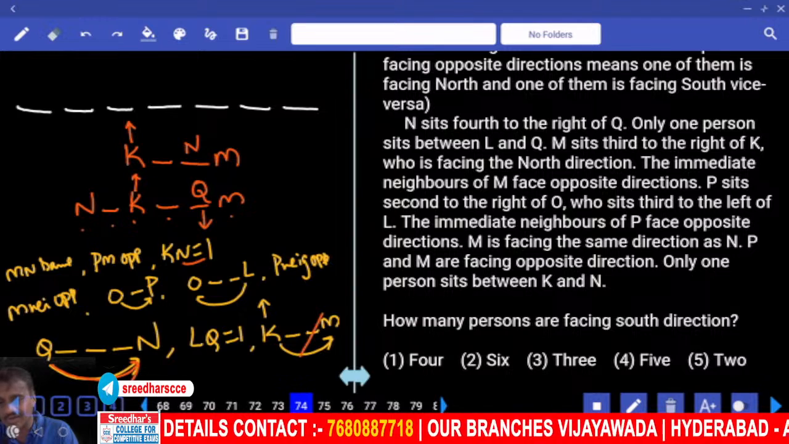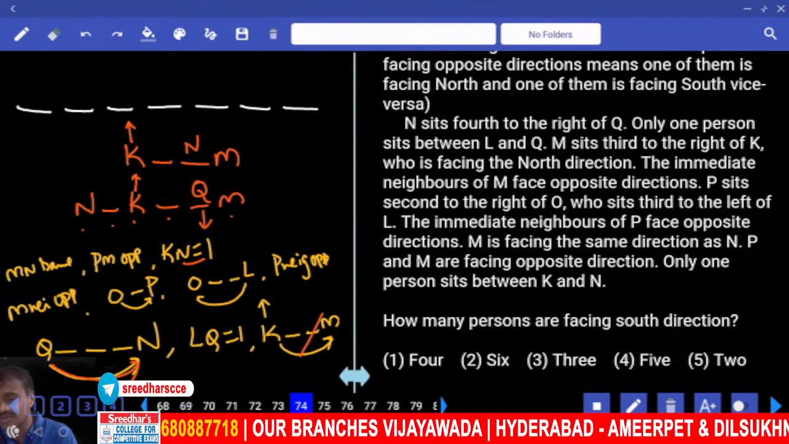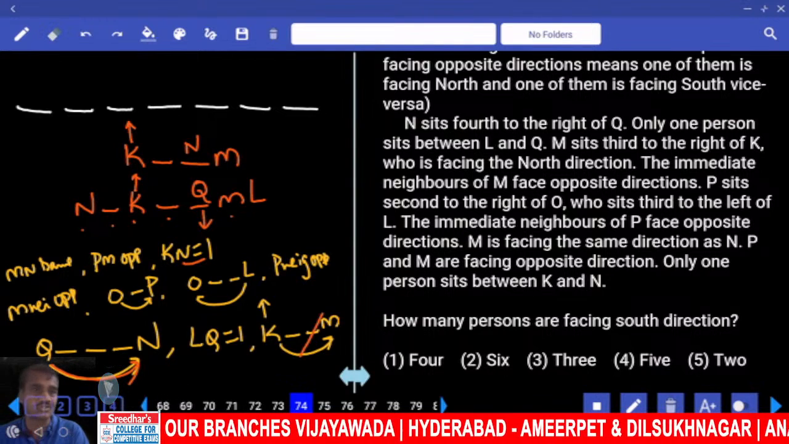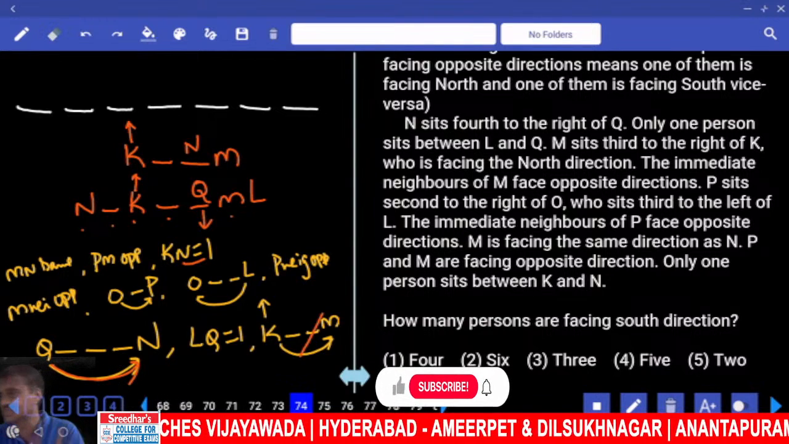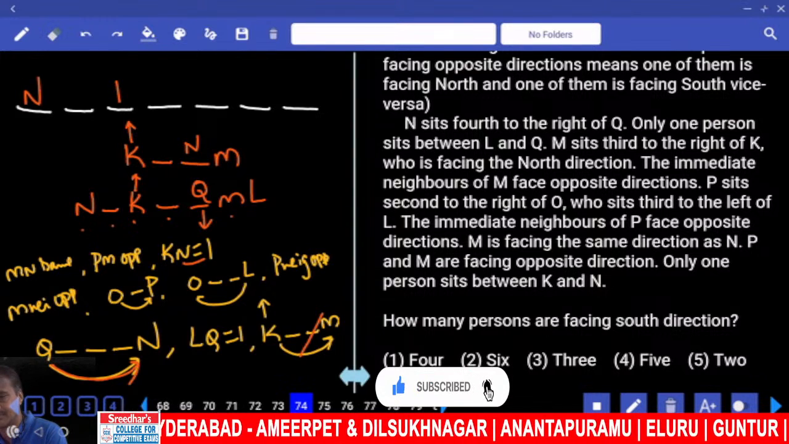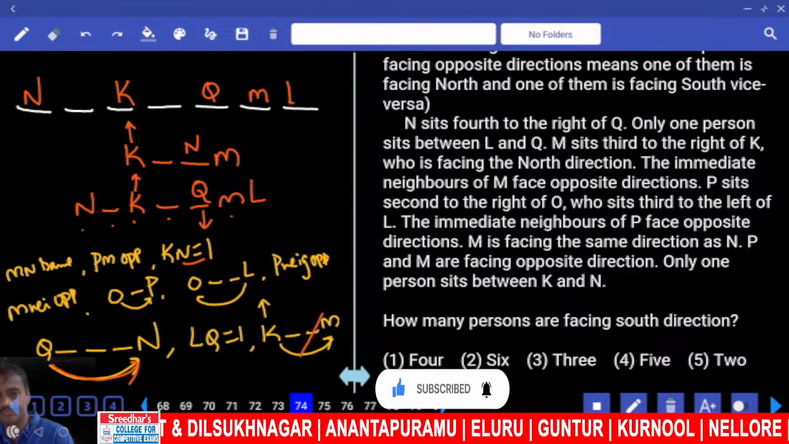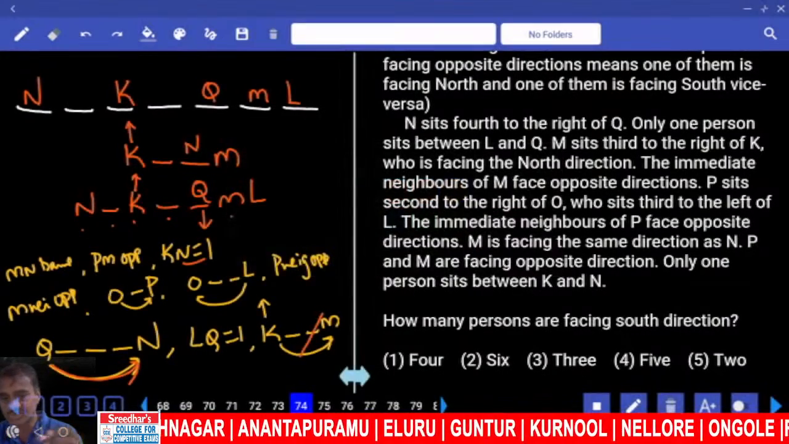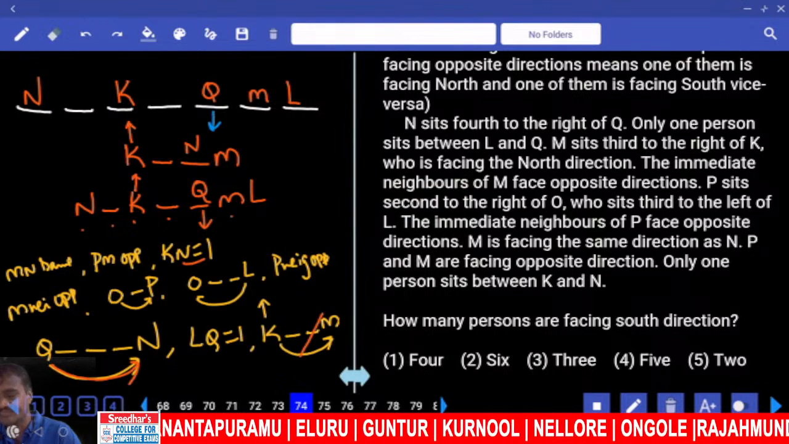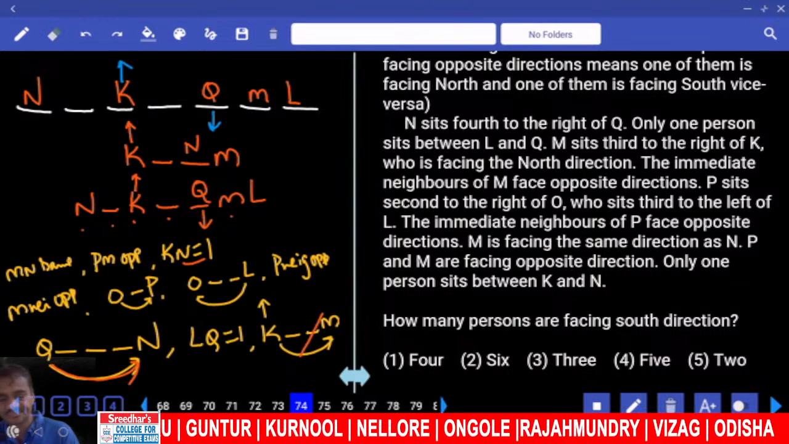Then next one, L and Q, there is exactly one person. Right hand side is not possible, so left hand side. Now if you observe here, how many persons are there? 7 persons were there. Now let us start with these 7 persons. N, blank, K, blank, Q, and next one M and L. Now Q is facing south. Then K is facing towards north.